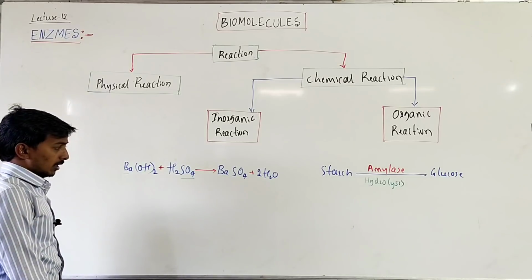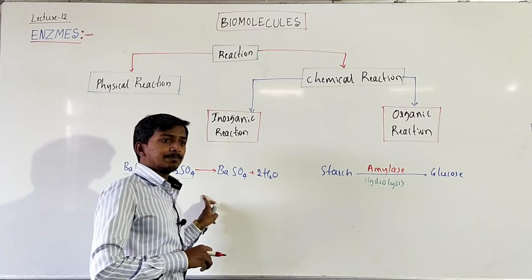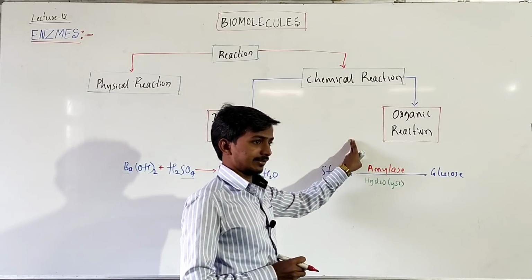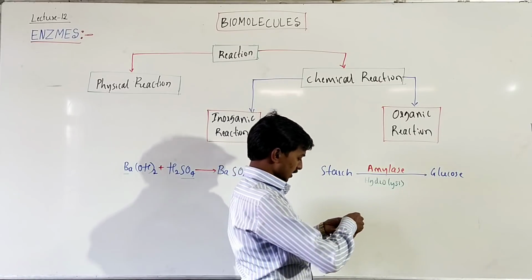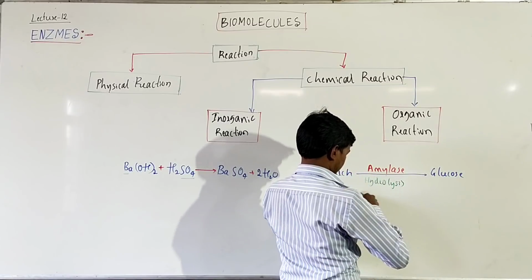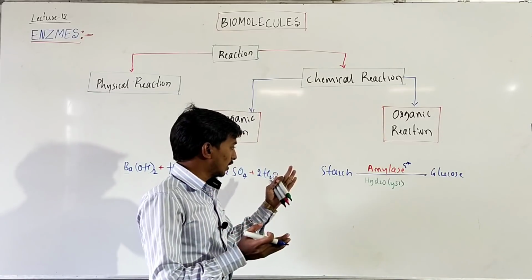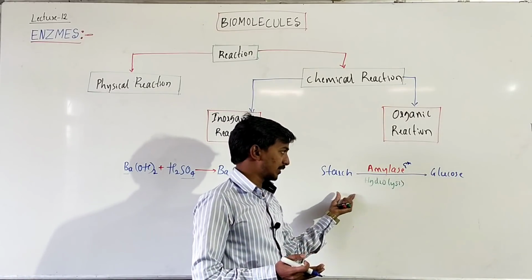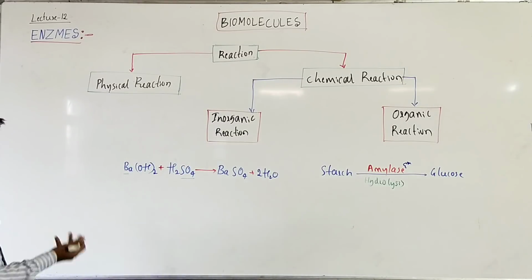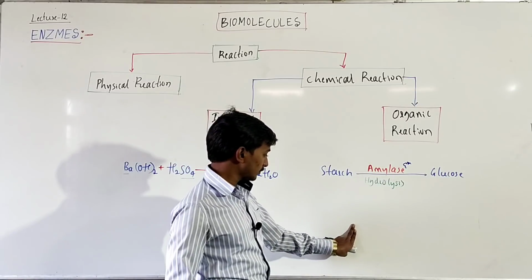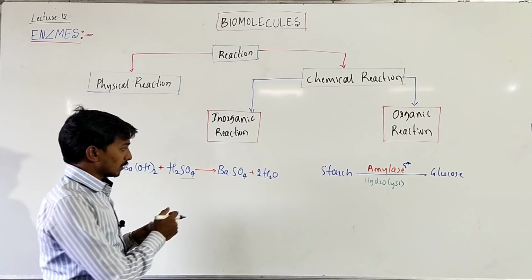We don't need an enzyme in the inorganic reaction, but in the organic reaction it must have an enzyme for the reaction to occur; only then will the process be completed. So here we have the amylase enzyme. This is the enzyme that will speed up the breakdown of starch into glucose, polysaccharide into monosaccharide.